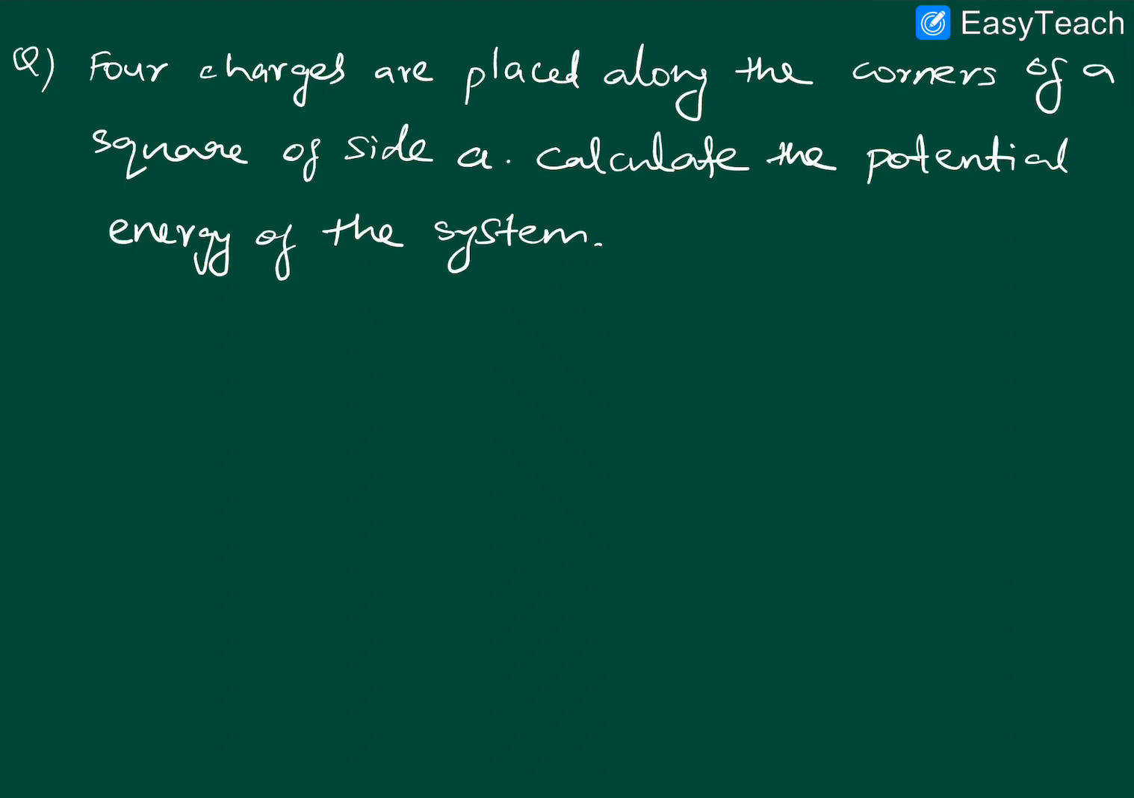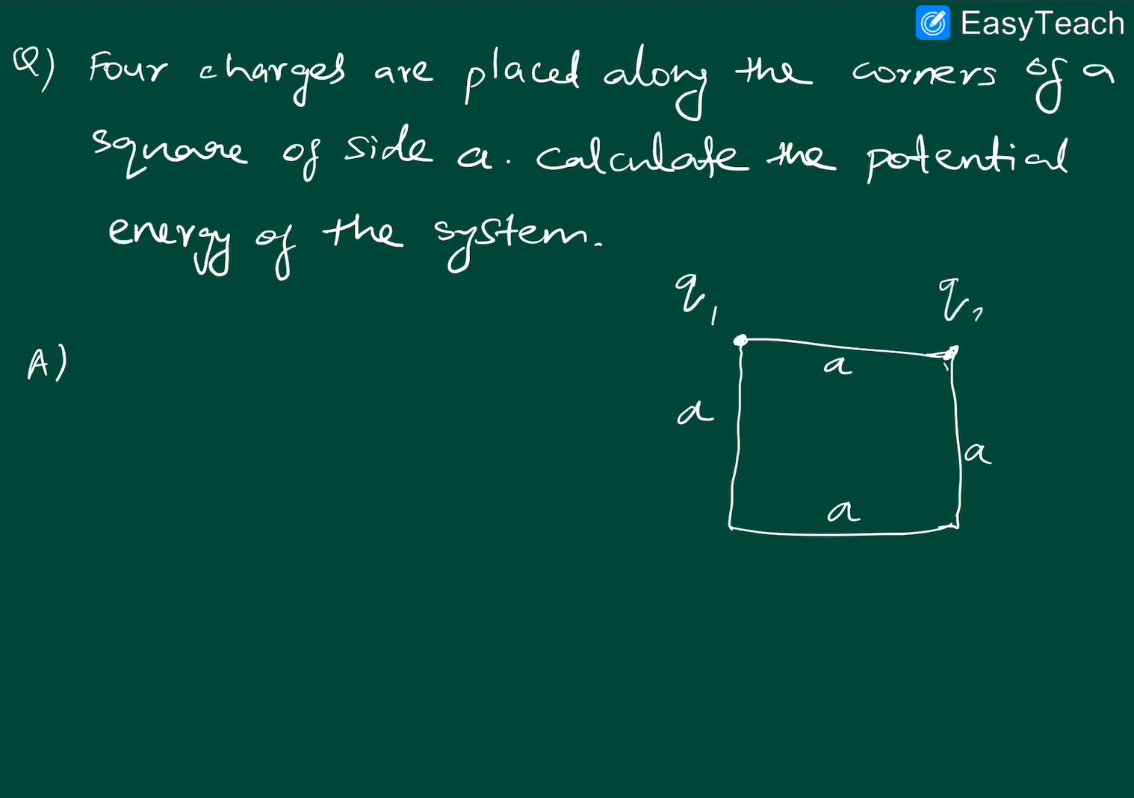So for solving this, first draw the corresponding diagram. Let us draw the diagram. It is a square. So there is a square of side A. So side is A. And four charges are placed. So let us place four charges. This is Q1, this is Q2, this is Q3, and this is Q4. Four charges are placed. Now we want to find the potential energy for the given system.